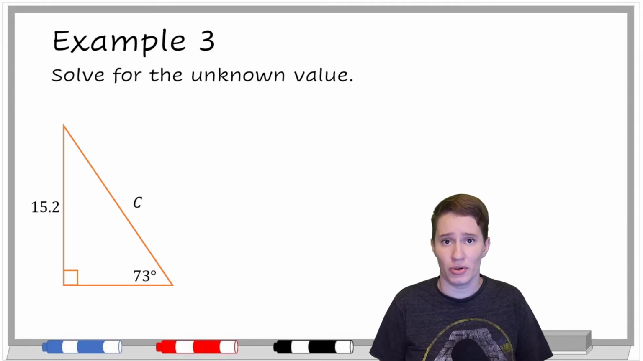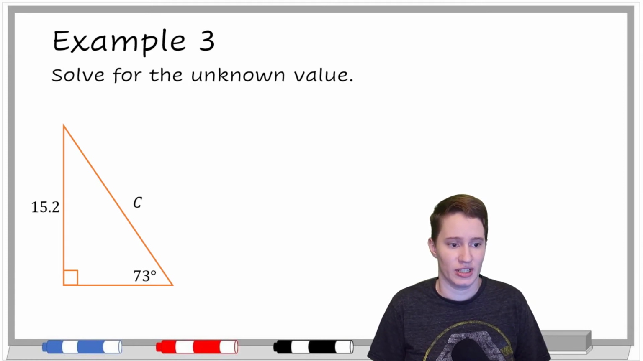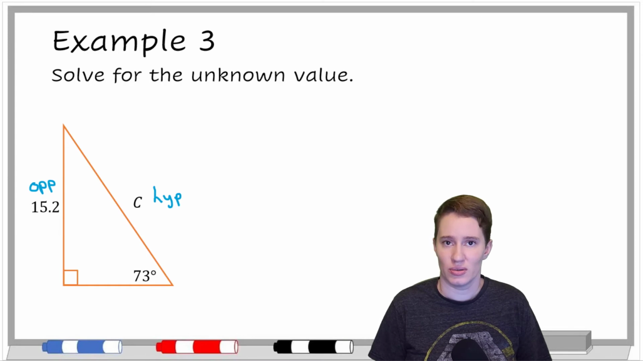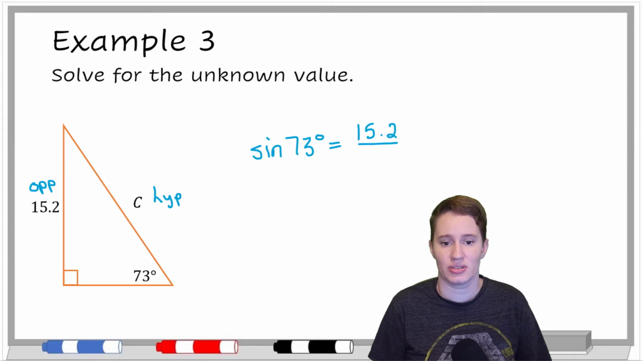Example 3. Solve for the unknown value again. So just, more of the same. No big deal. We have an angle down here, 73 degrees. It looks like 15.2 then would be the opposite side. And C over here would be the hypotenuse. So opposite and hypotenuse is good old sine. Sine of 73 degrees equals 15.2 over C.